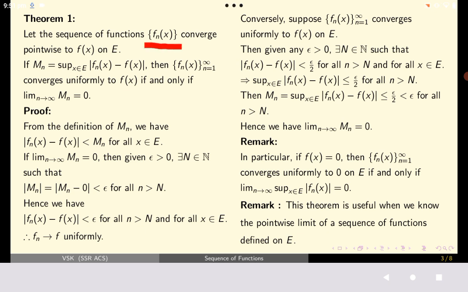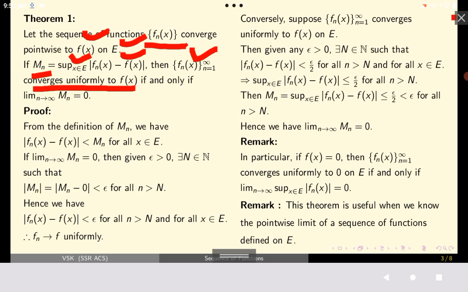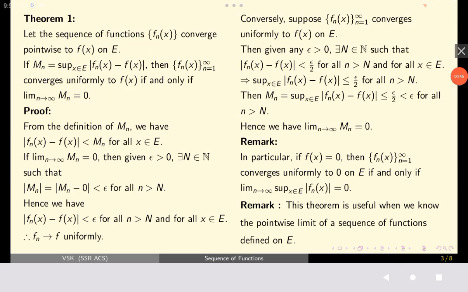Let the sequence of functions f_n(x) converge pointwise to f(x) on E. This is the first thing. And if M_n is denoted by the supremum over all x belonging to E of modulus of f_n(x) minus f(x), that is the definition of M_n, then the sequence f_n(x) converges uniformly to f(x) if and only if the limit as n tends to infinity of M_n is equal to 0. So this theorem we will have to prove in two parts. So let us start the proof.